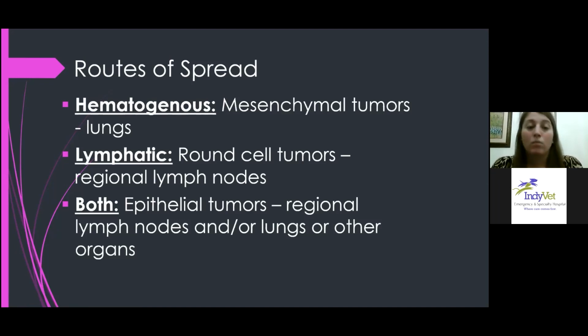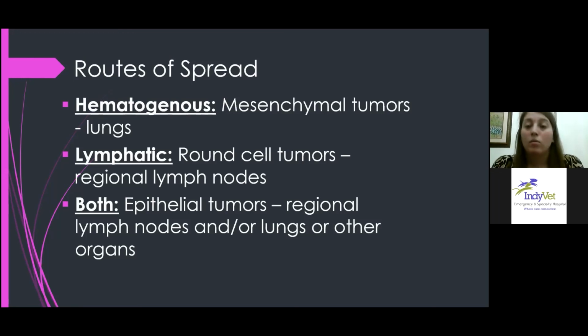Your round cell tumors, they like to go to your regional lymph nodes because they like to travel through the lymphatic system. These are your mast cell tumors, plasma cell tumors, histiocytic sarcomas, and transmissible venereal tumors. Lymphoma is considered already a systemic disease, so it does not metastasize. It is already considered systemic wide.